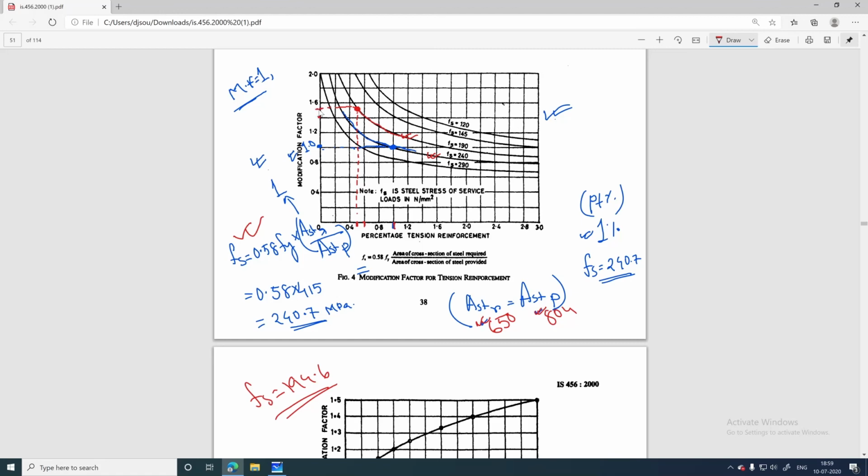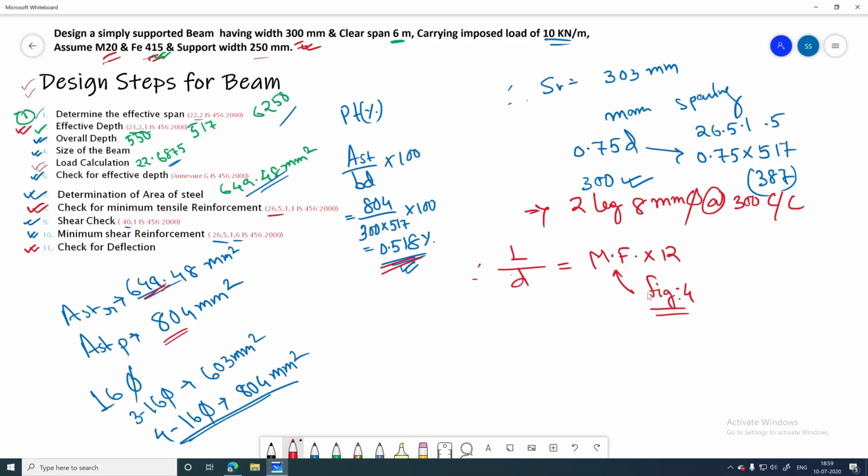So I consider this as 1.5. Okay, so this is the modification factor. So let's put this value over here. Right now it is 1.5. So I hope you understand how I took the updated value, that is 1.5, right? So let's solve this, and what is the value of L by d? That is 12 into 1.5, and that is 18, right?